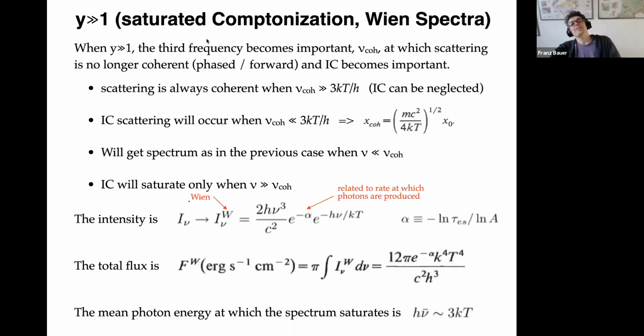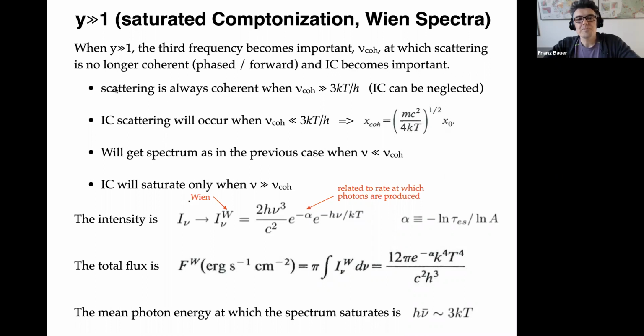Okay, so there is another case here where we have full saturation. This is called, when y is much, much greater than 1, we have many, many amplifications. And so we end up getting a pileup at the sort of peak of the spectrum. And so when this is important, when y is much greater than 1, then the third frequency, the coherent frequency, becomes important. And this is the point at which the scattering is no longer coherent. By coherent, we mean sort of phased or forward scattered. But basically, the inverse Compton then becomes a very important process that completely modifies the spectrum.